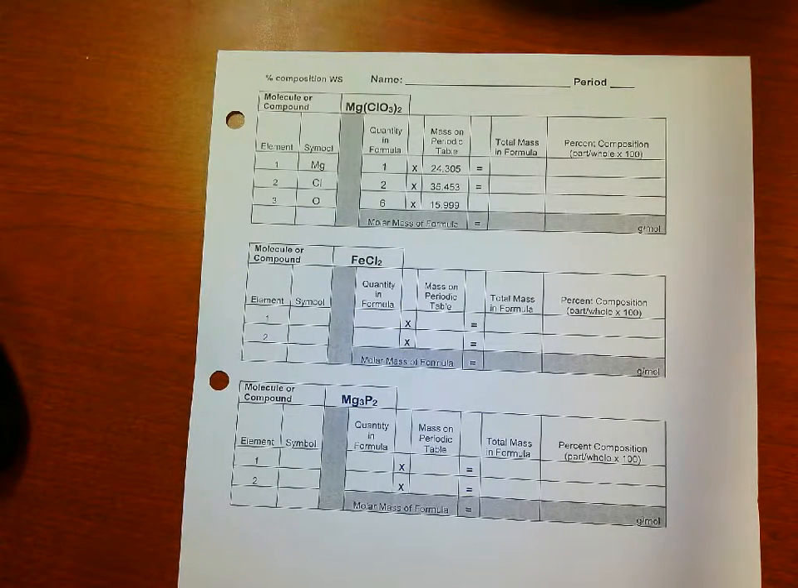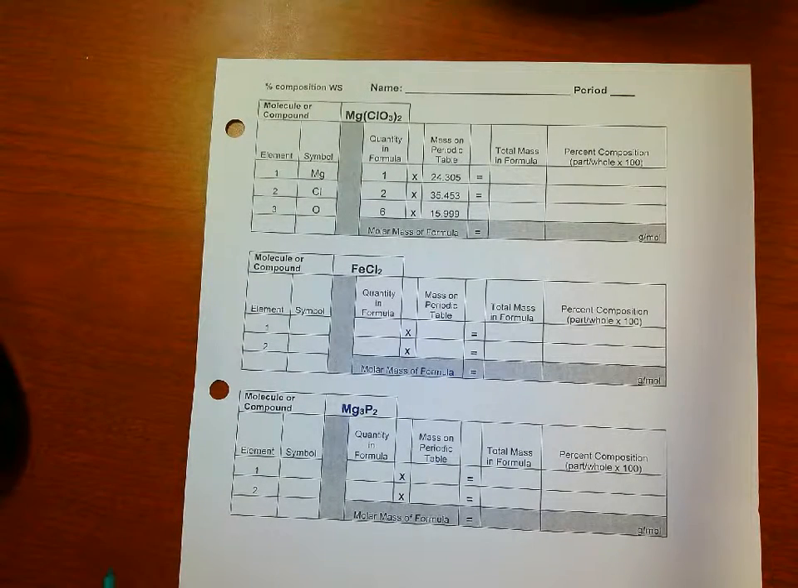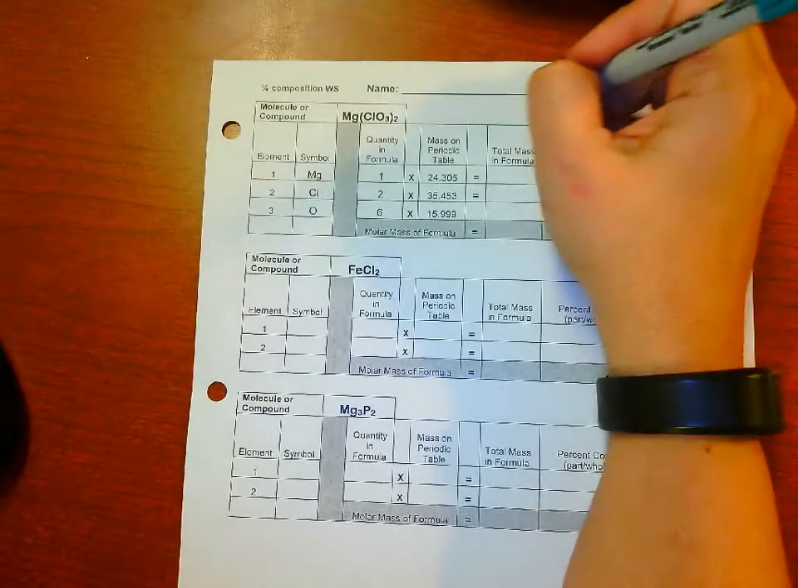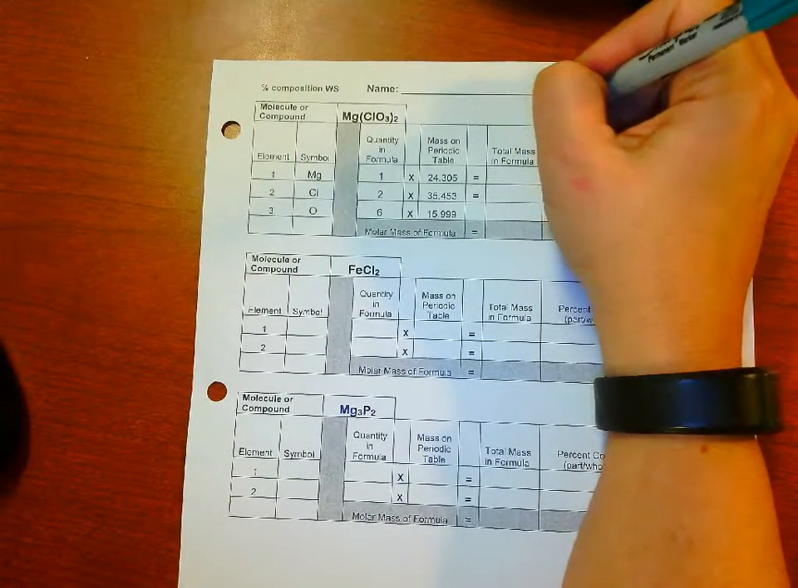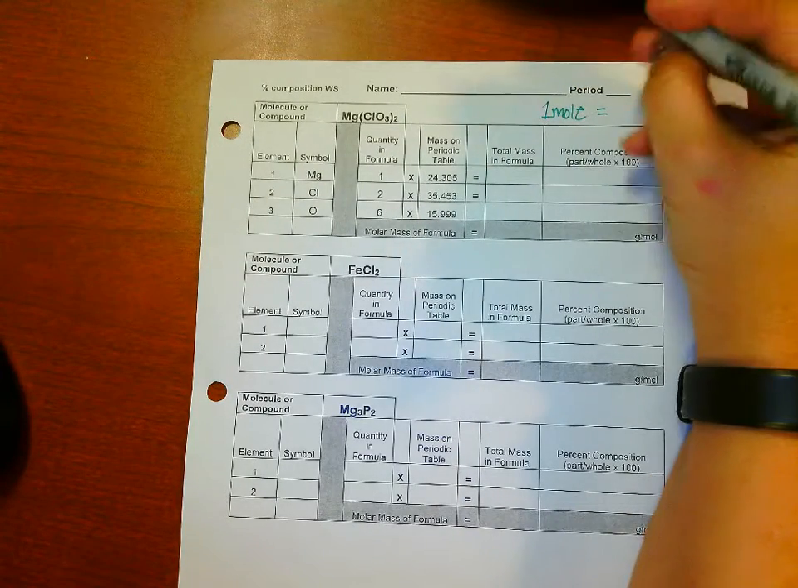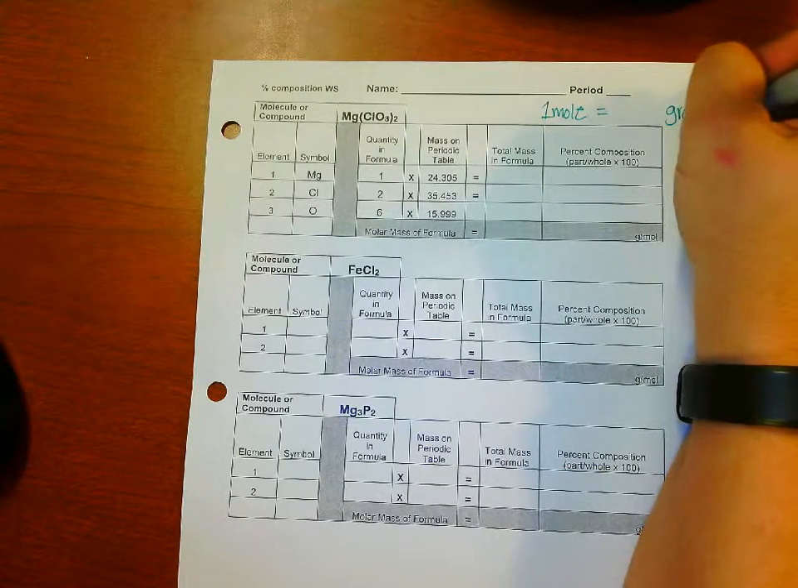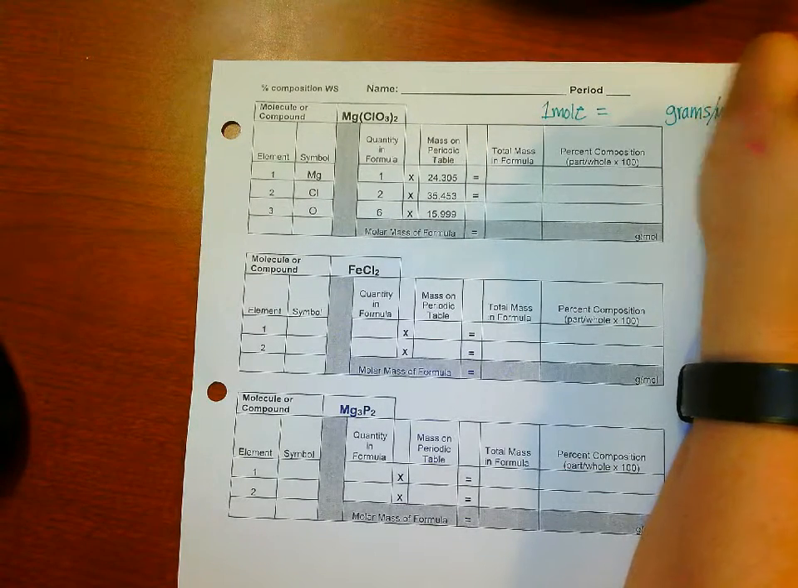Hi, this is page 9 and 10 of your homework packet. Tonight you're going to be asked to calculate the molar mass of a compound. This is how much 1 mole of that substance weighs. The molar mass is simply the mass in grams of 1 mole of a substance.